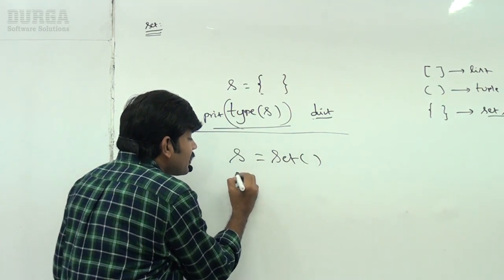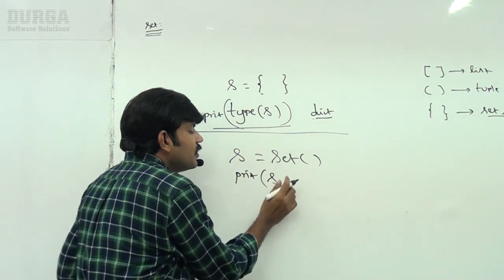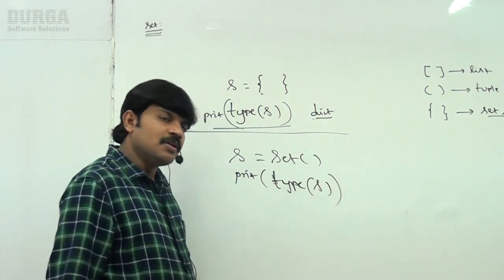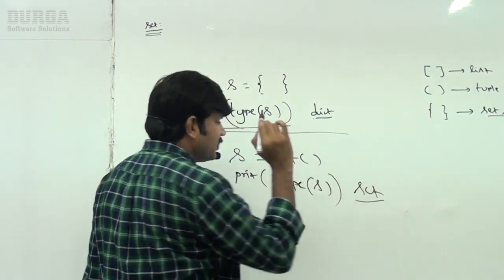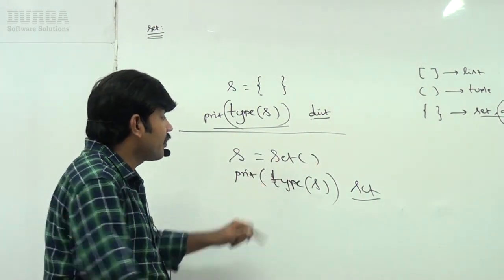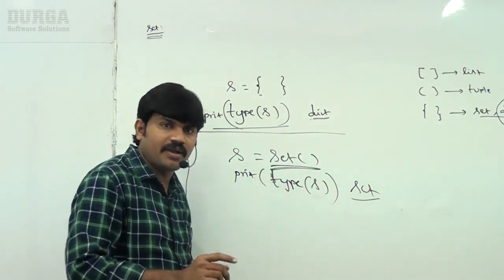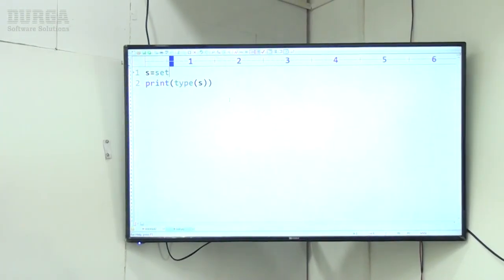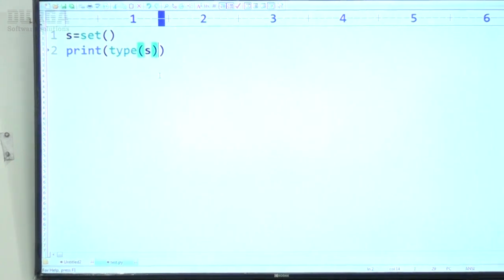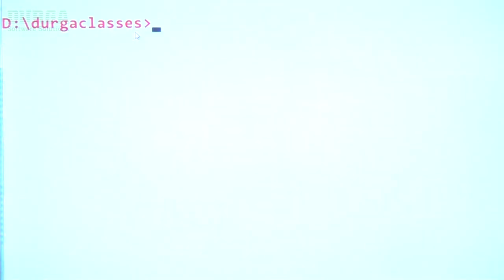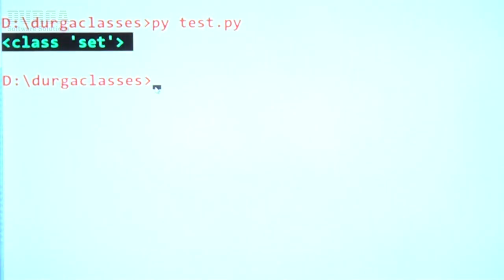Now print type of S. Regarding print type of S, now it is treated as an empty set, sir. Okay, set, how can you create an empty set? You are required to use the set function. Okay, have a look once. Here S is equal to set, I'm taking type of S. What answer are we going to get? Observe that class set we are going to get. Is it clear for all of you, right?